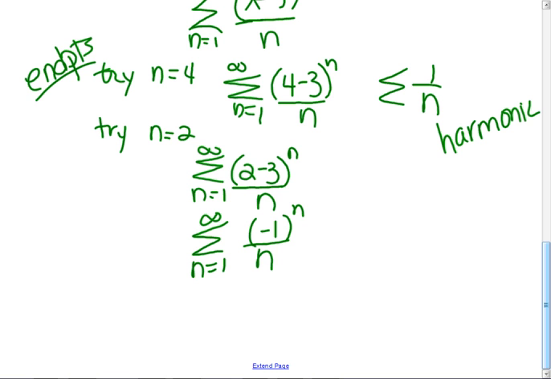You see? Oh, that's not fun. Alternating harmonic series. Or you could say alternating series test. Doesn't matter. So this is much easier than what you've been doing. Right? That's not hard. Okay.